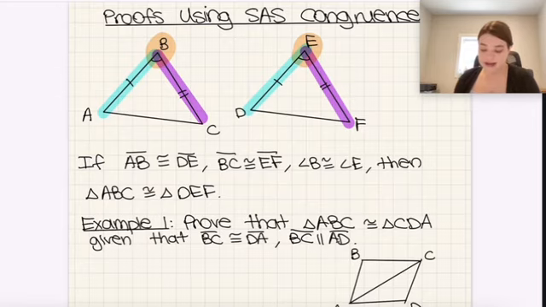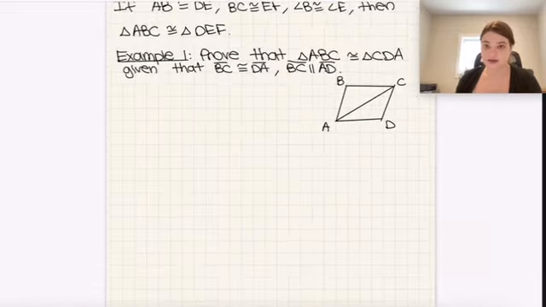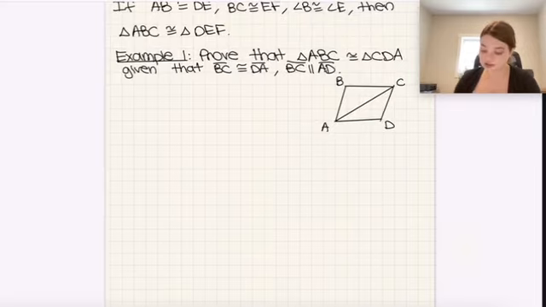So here's an example of how we could use this to prove that two triangles are congruent. It says, example 1, prove that ABC is congruent to CDA, given that BC is congruent to DA, and that BC is parallel to AD.